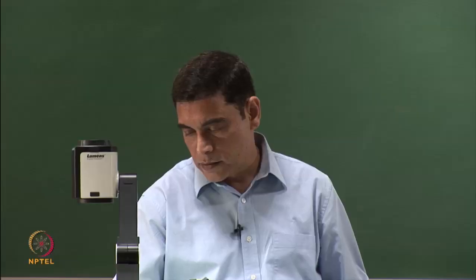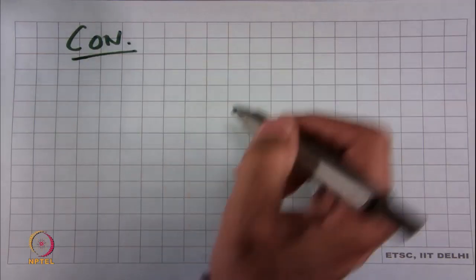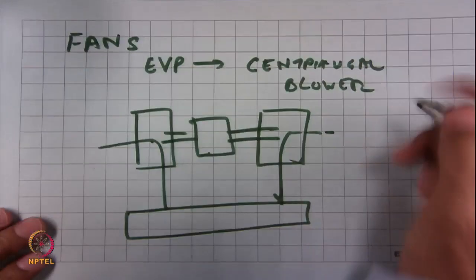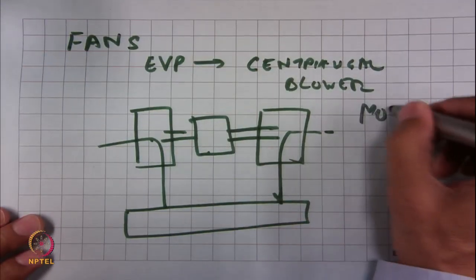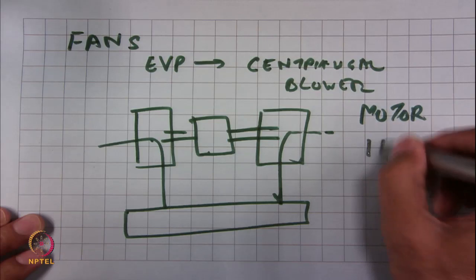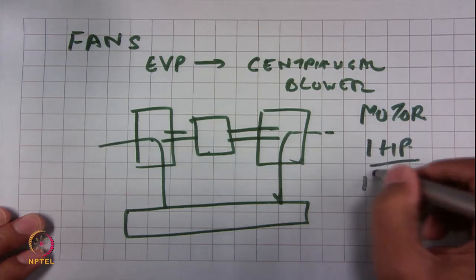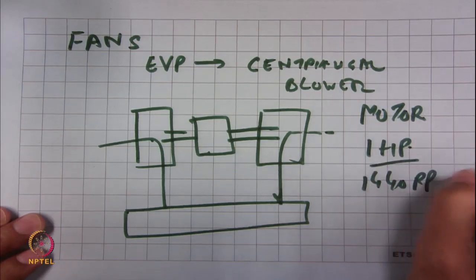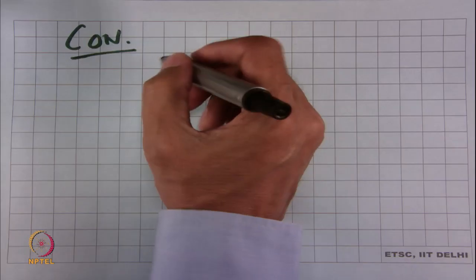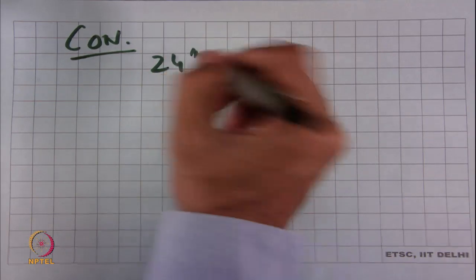So, for the condenser, let me also define for you. The blower motor was 1 HP, 1440 RPM, and here in the condenser we had 24-inch propeller fans.